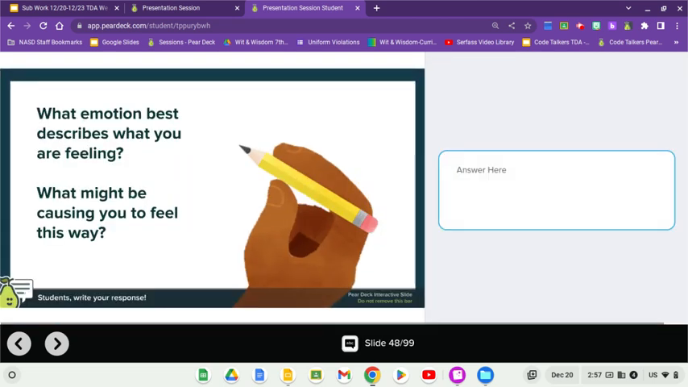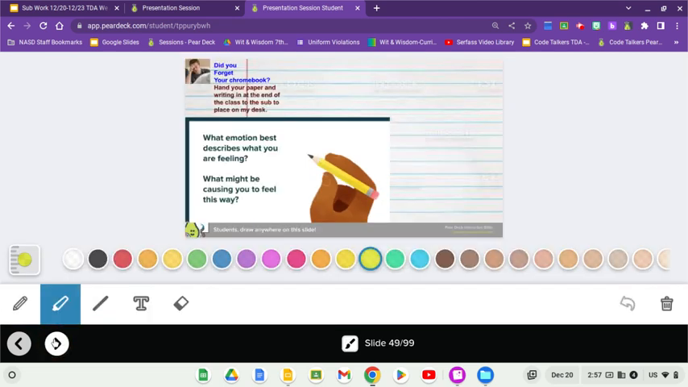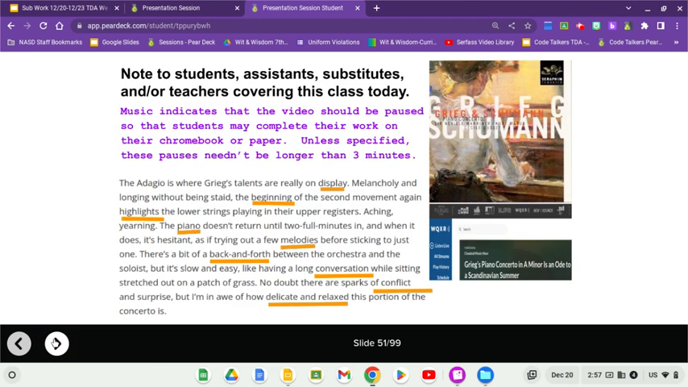Now, before you take the time to place yourself on this graph, it would be good to take a moment to go over how these slides work. So there's a reminder on slide 51 in case any of you have trouble reading the board where this video is playing from. Note to students, assistants, substitutes, and or teachers covering this class today. Music indicates that the video should be paused so that students may complete their work on their Chromebook or paper. Unless specified, these pauses needn't be longer than 3 minutes, though I'll often try and be more exact for you.